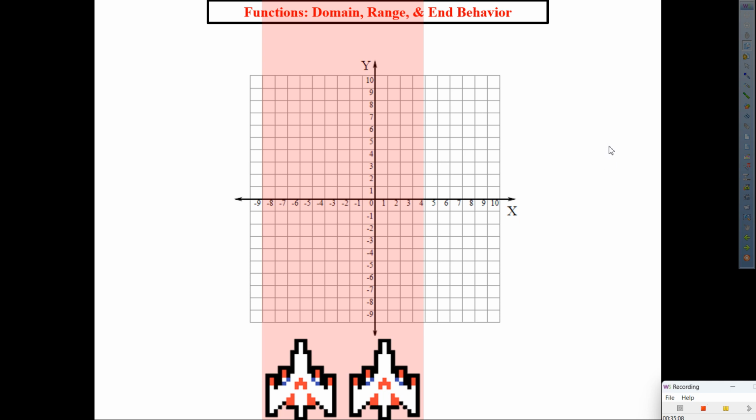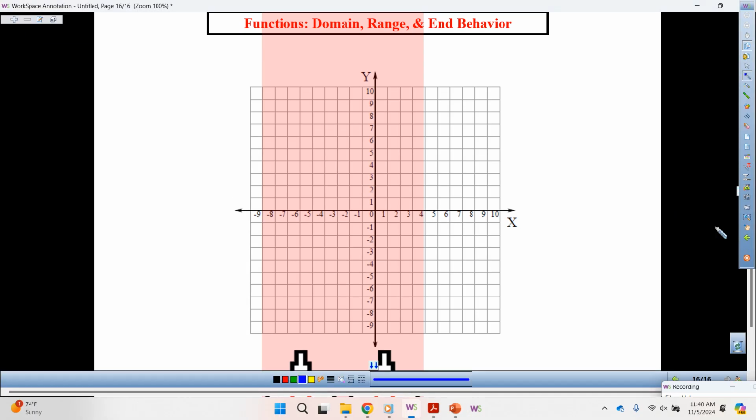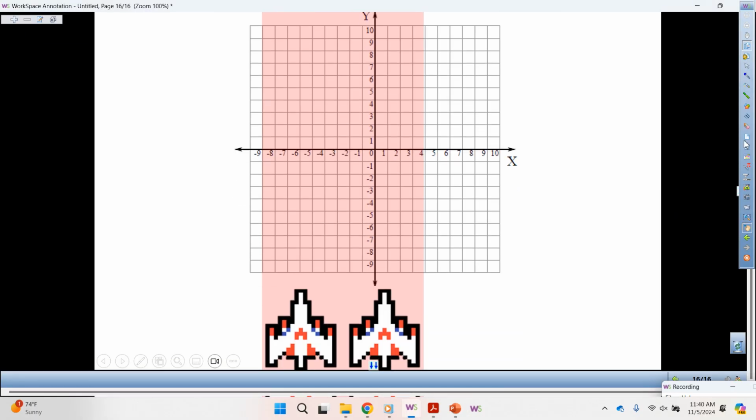How about that one? Tell your neighbor, between what x values? Ashlyn, go. -9 and +4. That is correct. Now, if I wanted you to tell me that as a domain, you would write -9 ≤ x ≤ 4, with x in between, less than or equal to, because it includes those points.